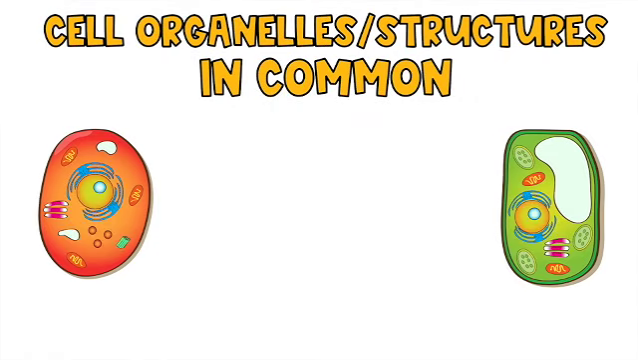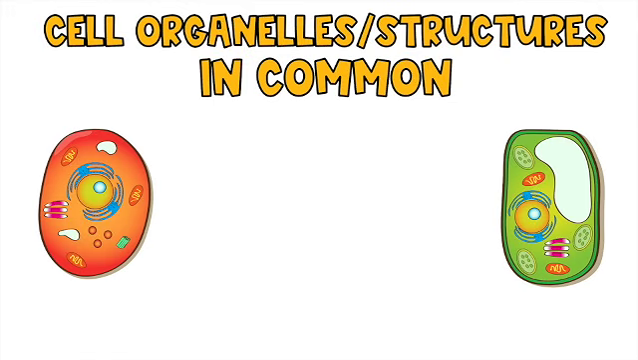All right, now I want to look at what are those commonalities? What are the cell organelles and structures that both plant and animal cells share in common? And to be honest, most of the organelles and structures are similar. So we're going to have more similarities than we are going to have differences. And we're going to talk about what are those similar organelle structures in common.